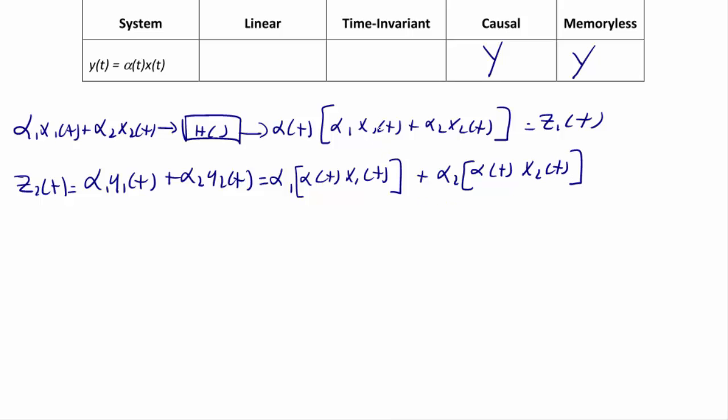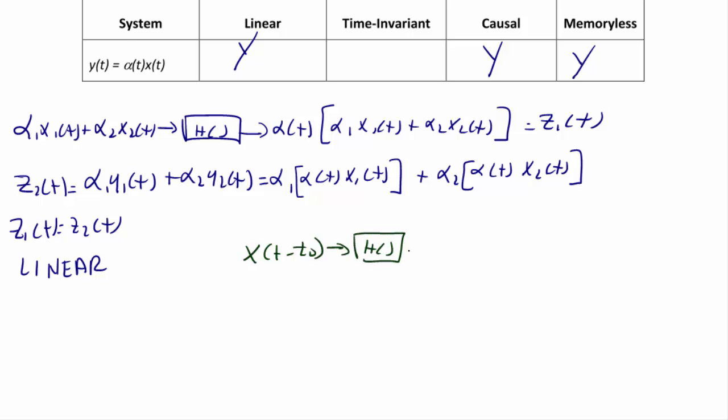And with a little bit of rearranging, you should be able to note that these are equivalent. So z1 of t does equal z2 of t. So we finally do have a linear system. So that's yes. And now let's check time invariance. First thing we're going to do is input x of t minus t naught, and when I send that through my function, what it does is it takes the input and multiplies it by alpha of t. So I'm going to have alpha of t times x of t minus t naught, and that's z1 of t.